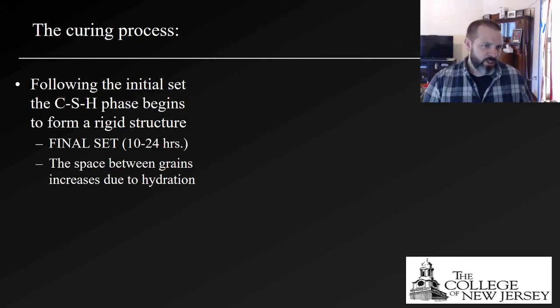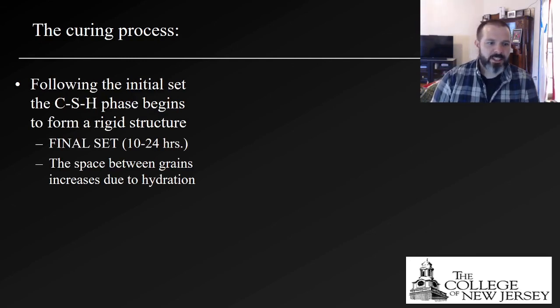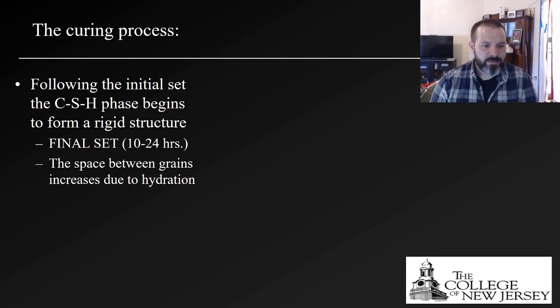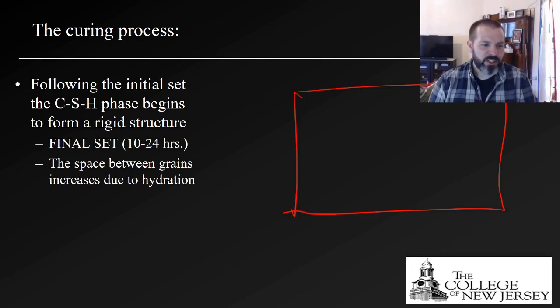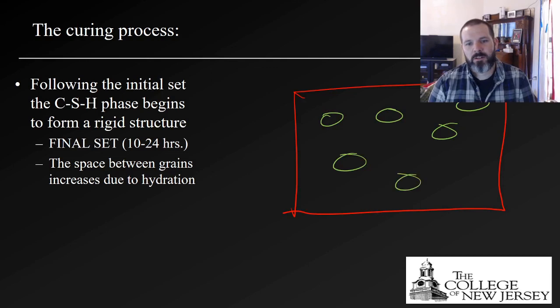Following the initial set, the C, S, and H phases begin to form a rigid structure. This gives you final set. And while we have reached final set, we still have cement particles, we still have the structure from initial set.